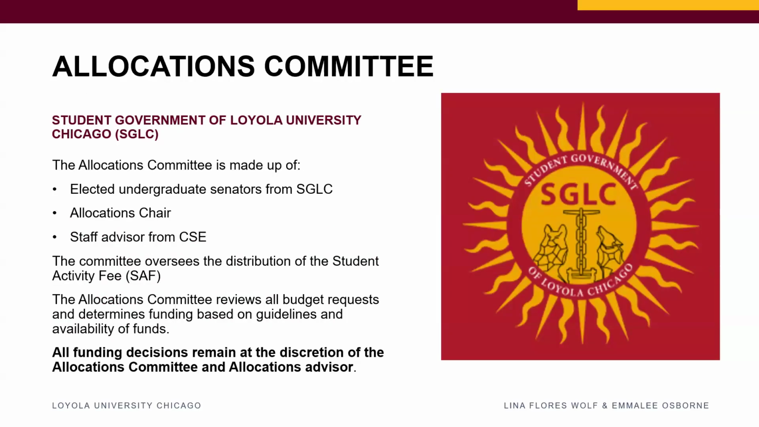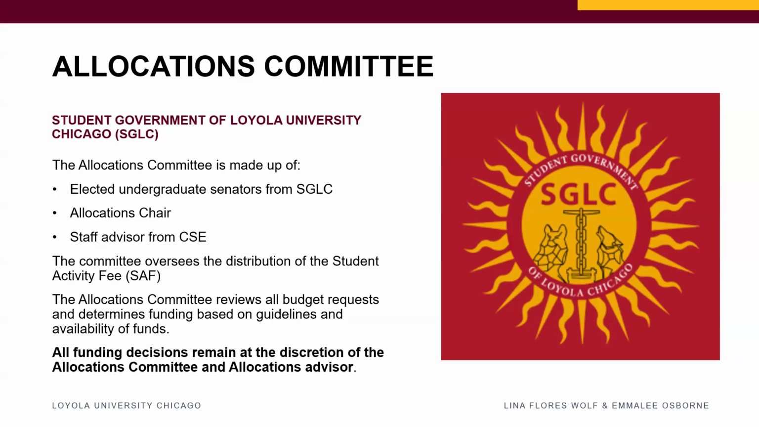The Allocations Committee is the committee that is in charge of distributing these funds. They are made up of elected undergraduate senators from the student government. So if you are interested in serving on the Allocations Committee, you can join student government and have a say in what events get funded, and making sure that that funding gets distributed equitably across student organizations. We also have an allocations chair who is also elected into their position, as well as a staff advisor from CSE, which is me.